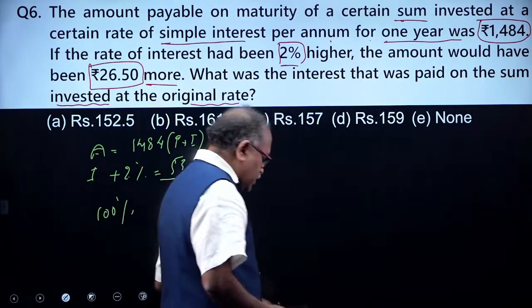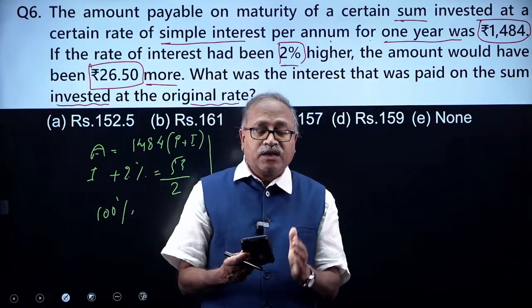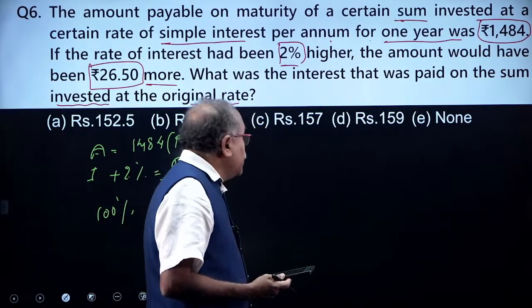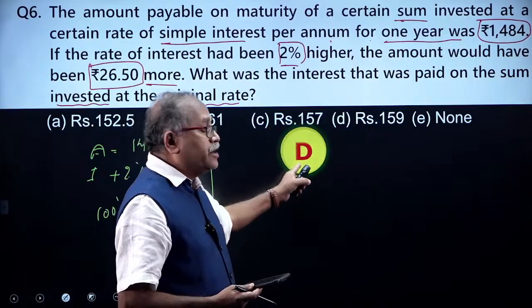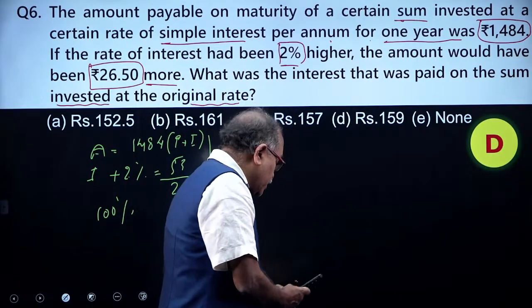Can anyone answer the question? Rupees 159. Once again Aman strikes the answer. 159, option choice D. Let me check whether he is right. Yes sir, you are right.